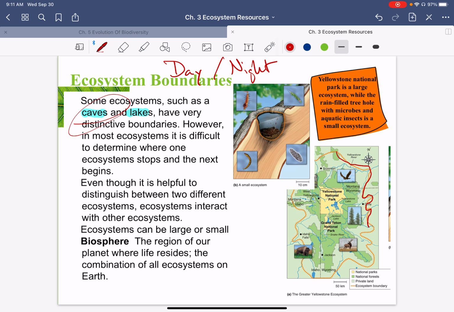Another ecosystem boundary that a lot of people don't think about is day and night. You'll have diurnal animals out during the day and nocturnal animals out at night.